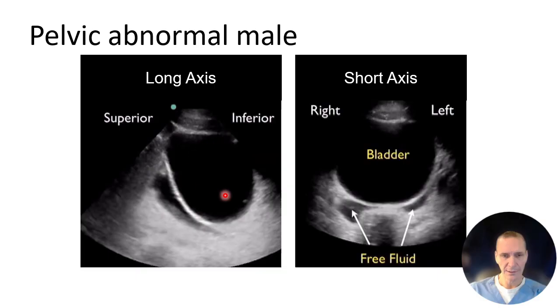Here's a full bladder here. This is a long axis view, so the patient's head is this way, the feet are this way. This is intra-abdominal hemorrhage this way here. There's a short axis, so again, the indicator's towards the patient's right. Here's the bladder. Seminal vesicles here, and then free fluid underneath. I feel it's easier to identify in the long axis view.